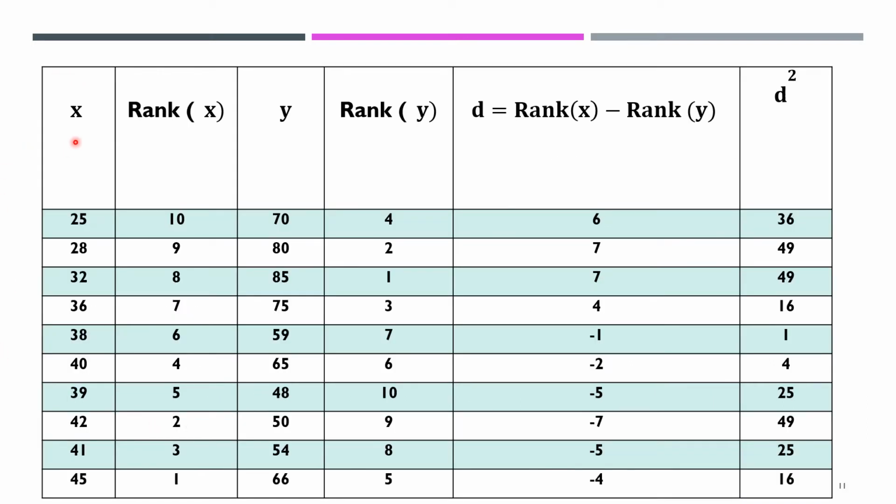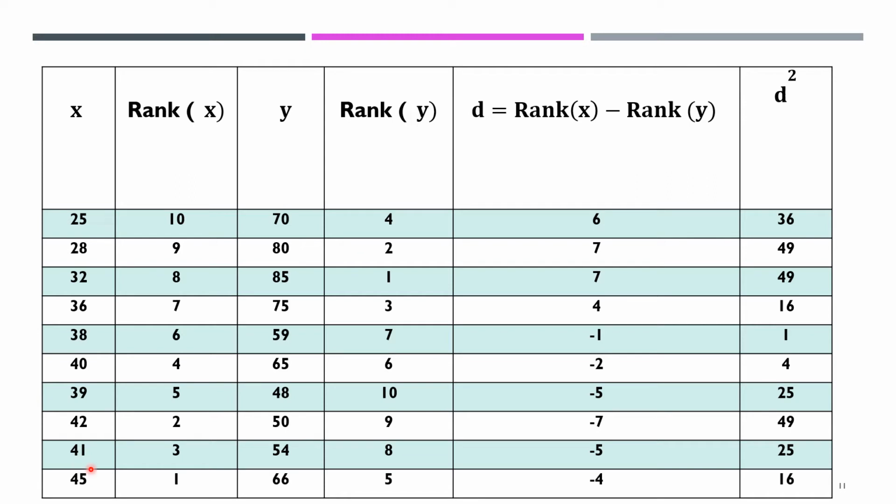So we have assumed X to be the marks in economics and Y is the marks in maths. So we are writing the X column and then the Y column. Then calculating the rank of X and rank of Y. After writing the X column, we will calculate the rank of X. Again choose the highest number in this column.